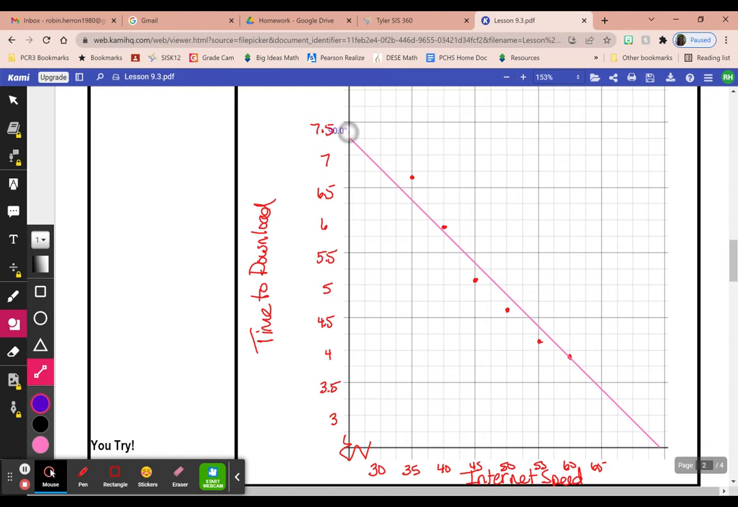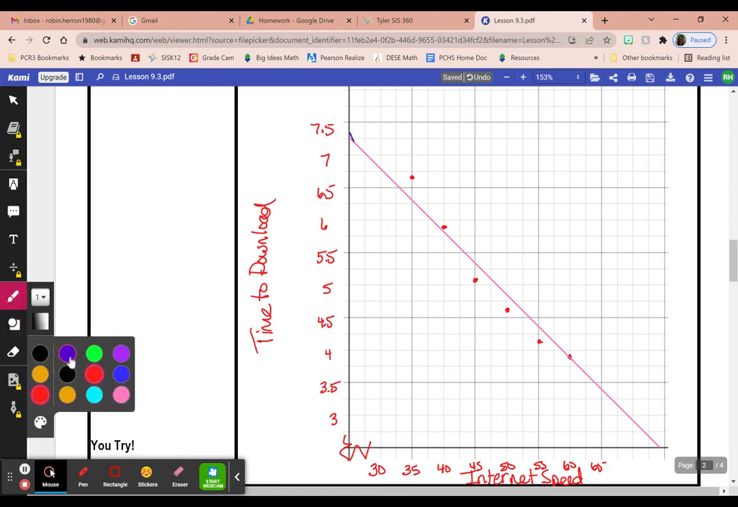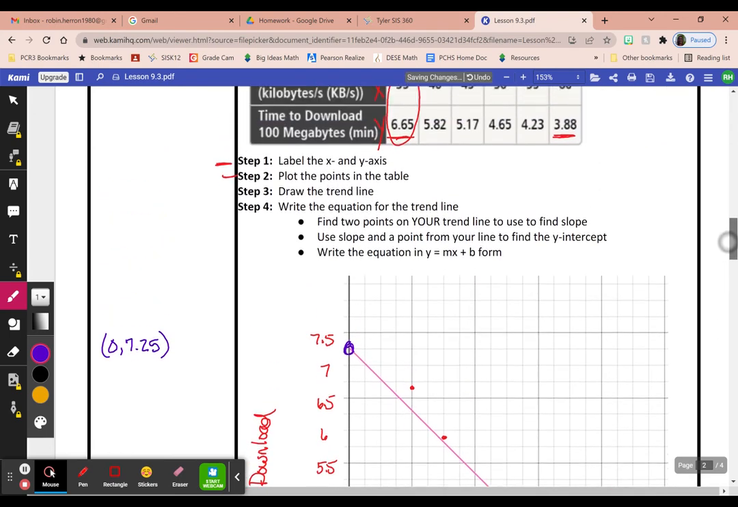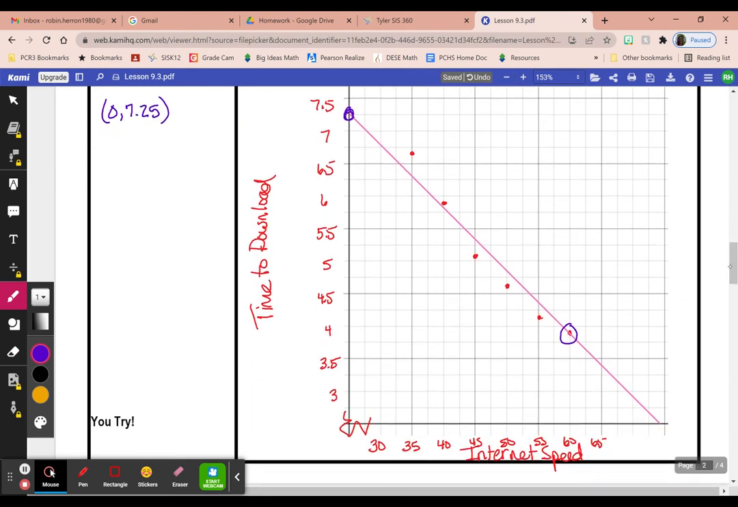So mine's going to start here at 0. Oops, I'm still on the thing, sorry. I'm going to start at 0 here, right? So I've got 0, 7.25 for my y. And then I've got a point that goes through here, which was that last one up here that we mentioned, 60, 3.88.